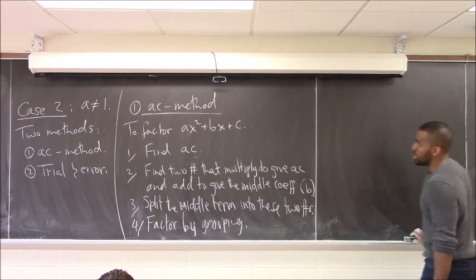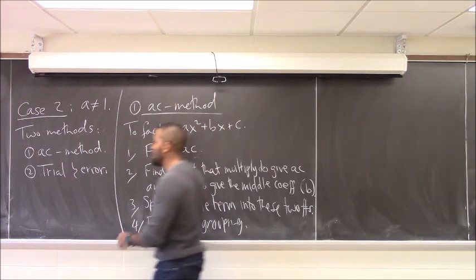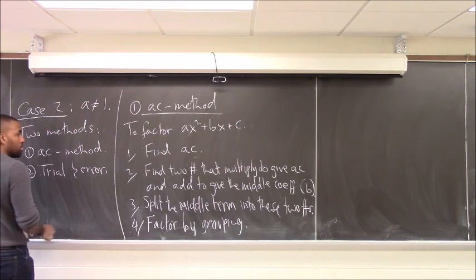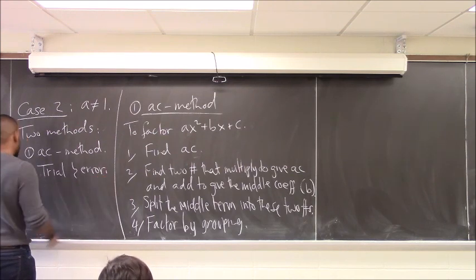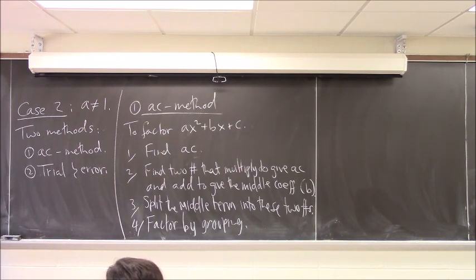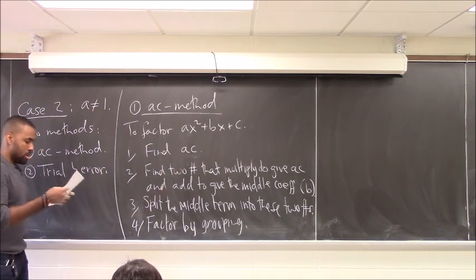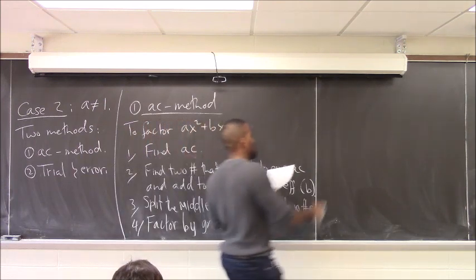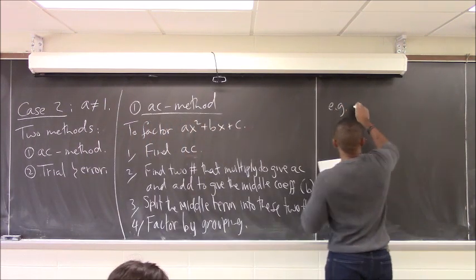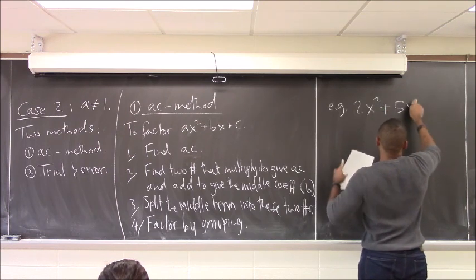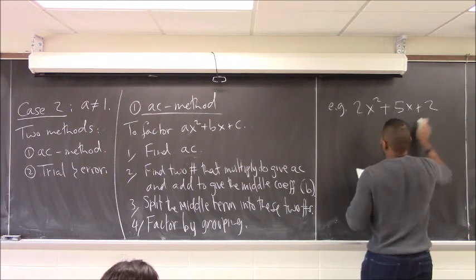So it reduces the case where a is not equal to 1 to be very similar to the case where a equals 1. Because you have to essentially play the same game in step 2, except you have to play with a larger number. You have to play with the number AC. Let's give you some examples here. And next time I'll probably go over these with the trial and error method or whatever.